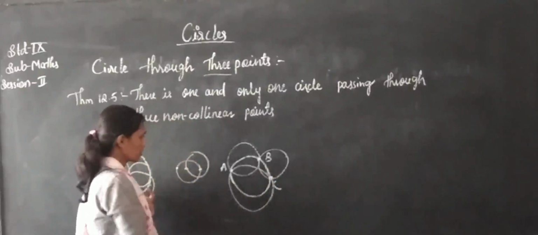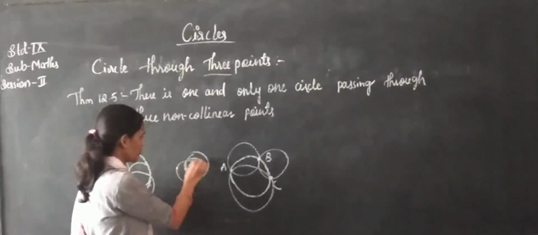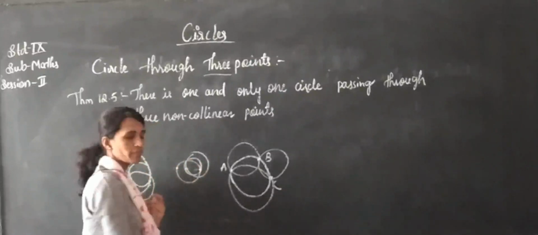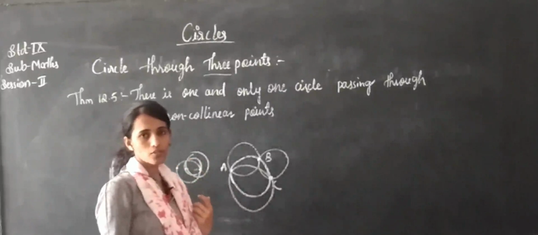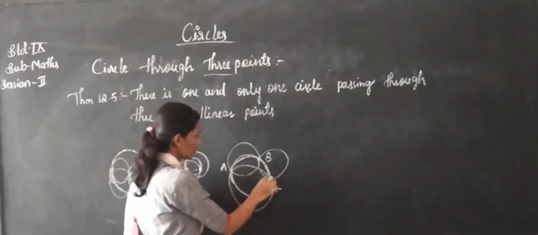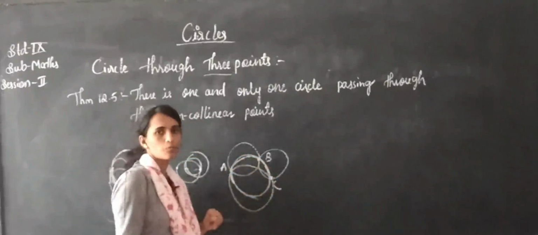So here also we can construct one more circle by taking these 2 points. But all 3 collinear points will not lie on one circle. Yes or no? Here A, B, C will lie on one circle only. If you want to draw another circle, all 3 points will not lie on it.